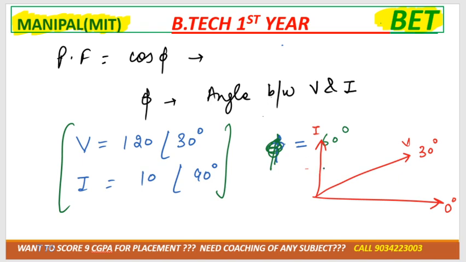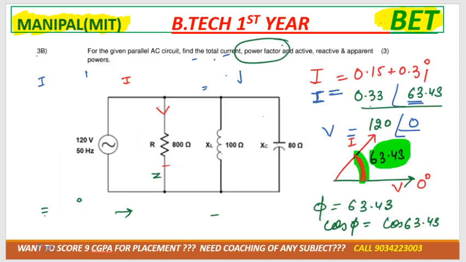So how much is the angle between voltage and current? That would be how much? 60 degree. Okay? So this is how you can get the value for phi in each and every case. For parallel, we'll always use this formula, cos phi. Direct we can get angle. But if there is a series RLC circuit, then we'll use cos phi is equal to R by Z.